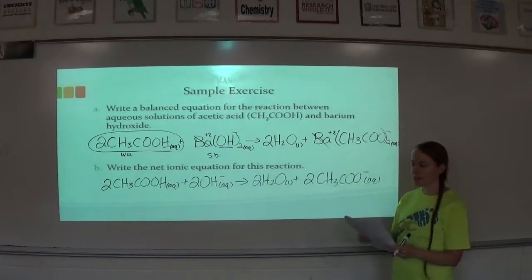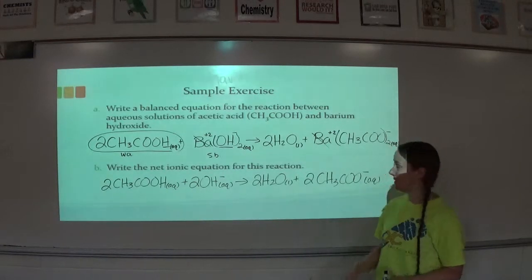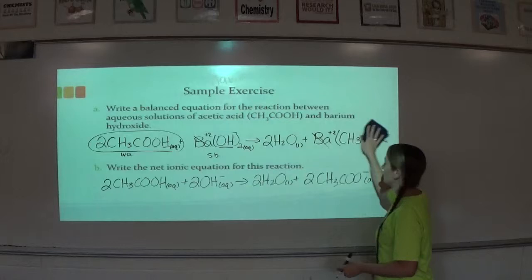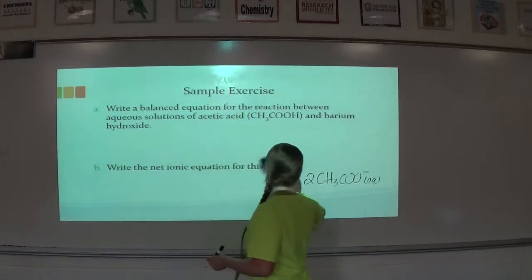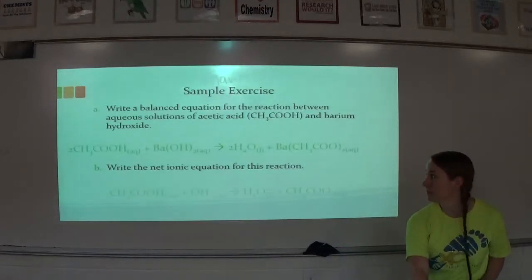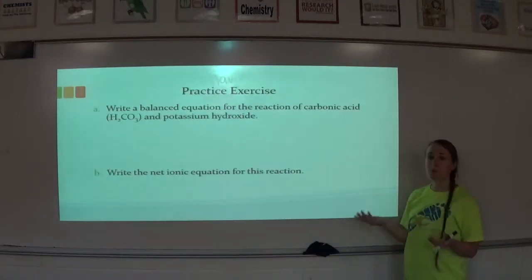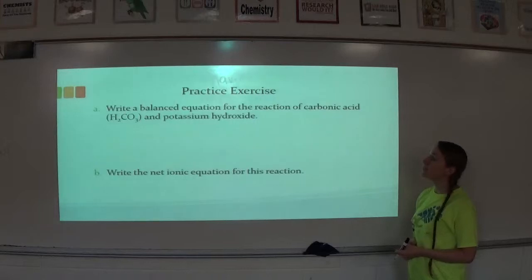Alright, so let's look at another one of those just to make sure you got it. Let me get on the right page in my notes, which I am now. Alright, so let's look at another one. Maybe pause the video and y'all try this one on your own, and then we'll look at it together. So it says, write a balanced equation for the reaction of carbonic acid and potassium hydroxide.